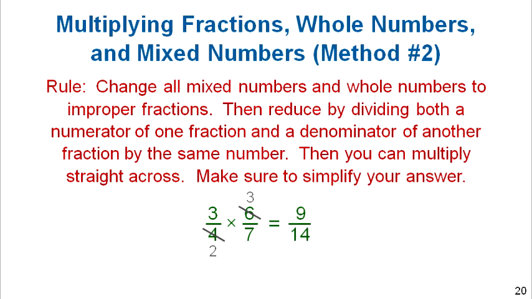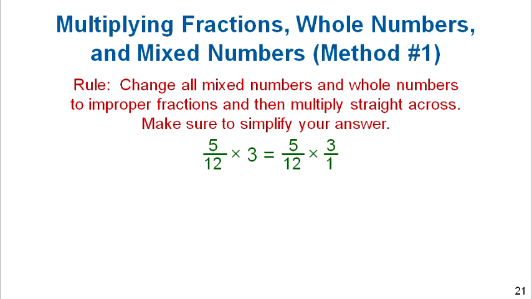Now we can multiply straight across. 3 times 3 is equal to 9, and 2 times 7 is equal to 14. Since 9/14 cannot be simplified any further, this is our final answer to this question. Again, notice that this agrees with the answer that we got earlier.